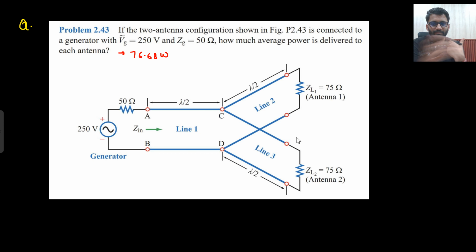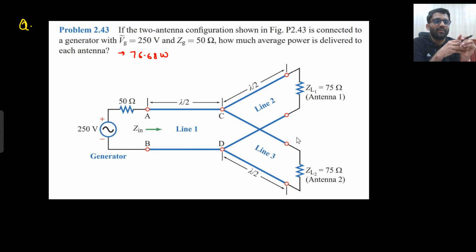So I will take a break, but here Z0 value is not mentioned. And why is Z0 not mentioned? Because the length is lambda by 2. If the length is lambda by 2, you can find Z in very easily. So which method will you have to apply? The second one: you replace your transmission line with Z in, and then you find the power dissipated in Z in, which will be equal to the power delivered to the line. Right? So that method you will have to apply here.